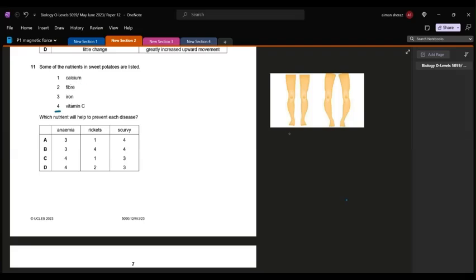So this is how a person normally looks like with normal legs, and this is how the person who has been affected by rickets, his legs look like this. The bones get more soft and malleable. So this is 1. So automatically the answer is A. But how is anemia 3? Because it is caused by the deficiency of iron.